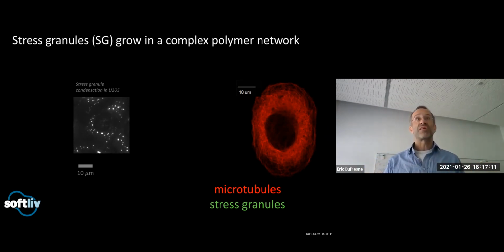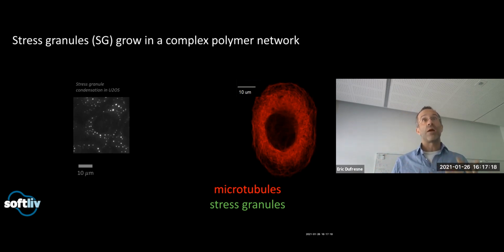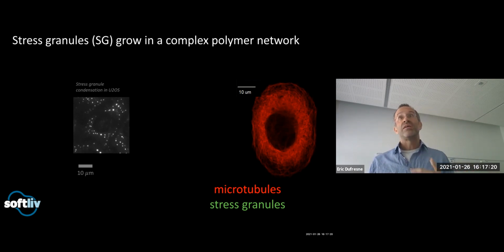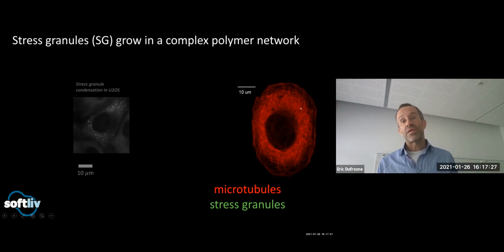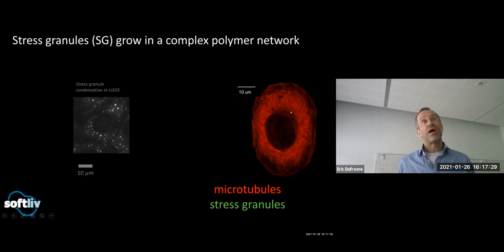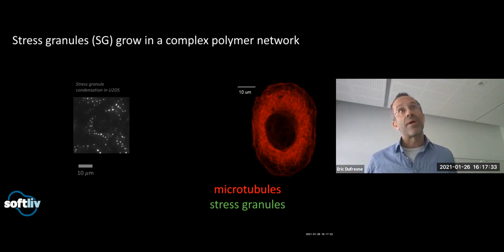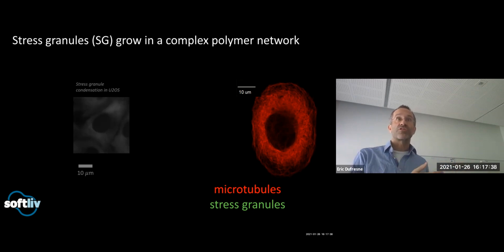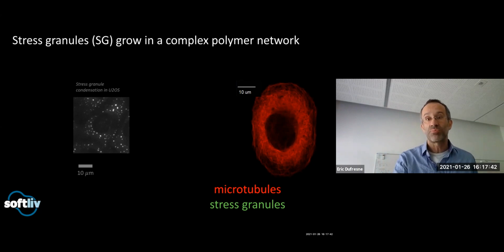There are many things about the environment of the cell that make it complex. One aspect is the rheology of the cell. The cell has complex rheology, and one of the reasons why is because cells have embedded polymer networks, okay? On the right, I'm showing you one example of a pretty flat cell where we've labeled the microtubules in red. And that process of phase separation that you're seeing on the left is happening inside of this network of microtubules.